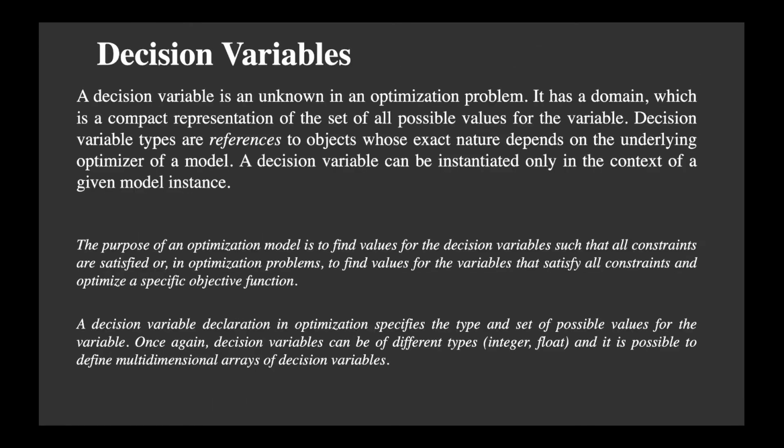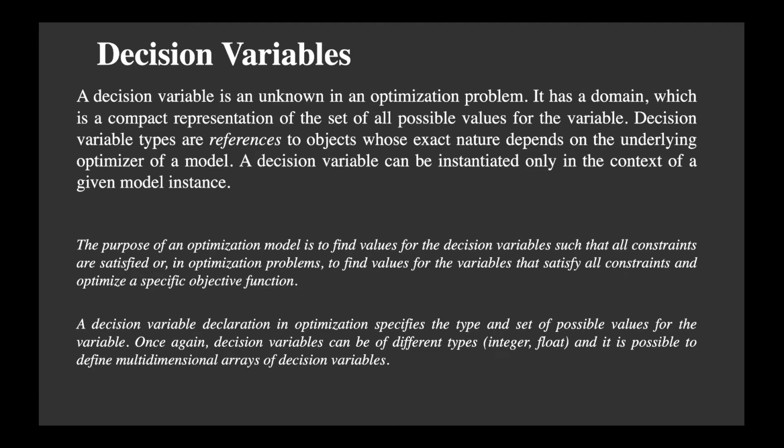A decision variable is the optimization part of an optimization problem. It has a domain, which is a compact representation of the set of all possible values for the variable. Decision variable types are references to objects whose exact nature depends on the underlying optimizer of a model. A decision variable can be instantiated only in the context of a given model instance. The purpose of an optimization model is to find values for the decision variables such that all constraints are satisfied, or, in optimization problems, to find values for the variables that satisfy all constraints and optimize a specific objective function.